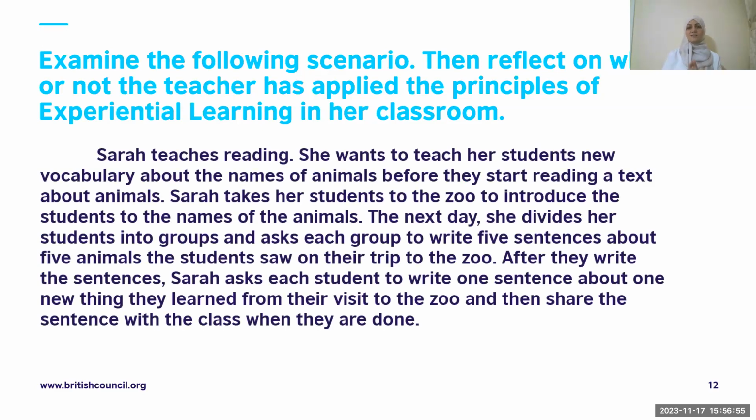Now, Sarah teaches reading. She wants to teach her students new vocabulary about the names of animals before they start reading a text about animals. Sarah takes her students to the zoo to introduce the students to the names of the animals. Now, can you find where Sarah has applied experiential learning to begin with? Let's examine this scenario.